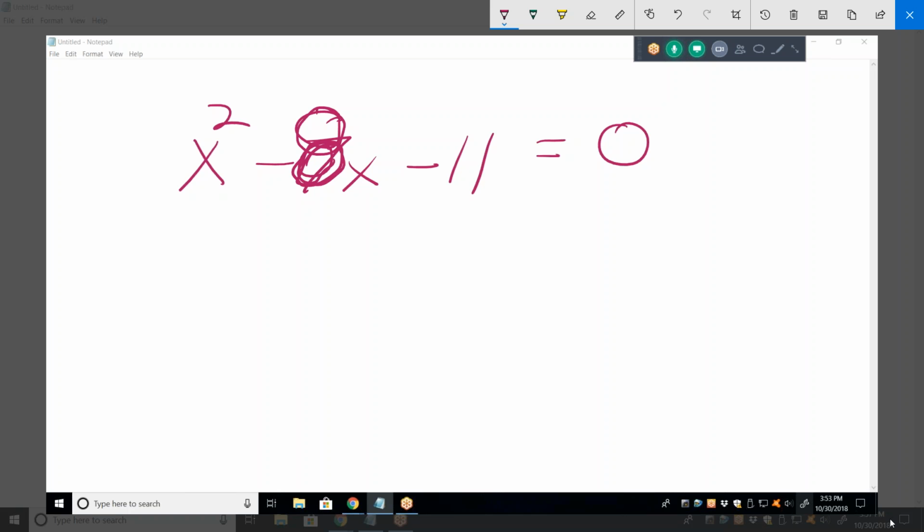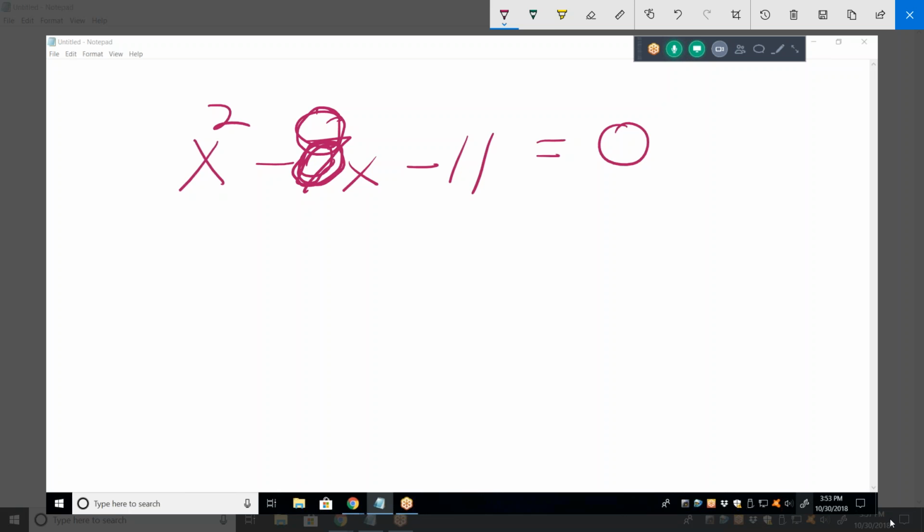Is it graphing? No, it's completing the square. This is not in a particularly good format for graphing. I don't know where the vertex is. I don't know where the x-intercepts are. The one we did by graphing was in perfect vertex format, so we were able to graph it really easily. But how about if I say, let's complete the square on this?